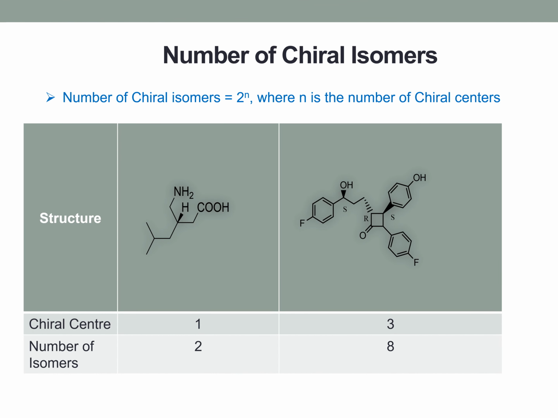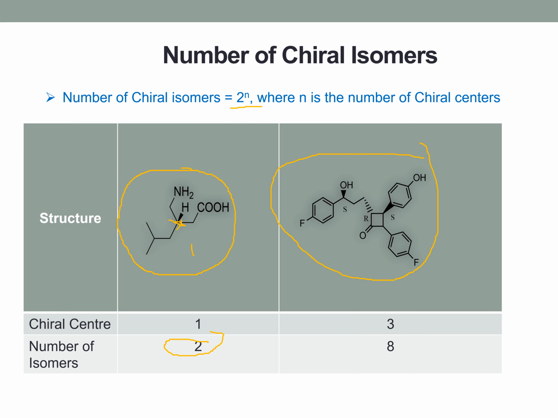Chiral isomers are calculated by the formula 2 to the power n, where n is the number of chiral centers. In structure 1, there is only one chiral center. Hence, 2 to the power 1, there will be two isomers. In structure 2, this is nothing but ezetimibe.